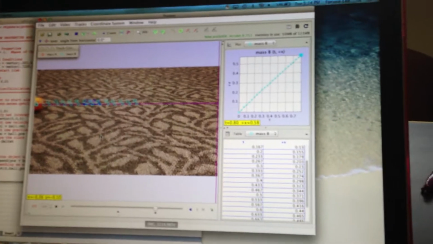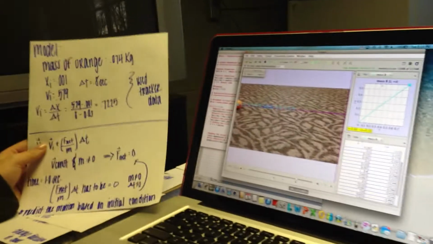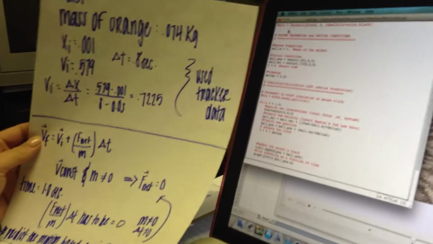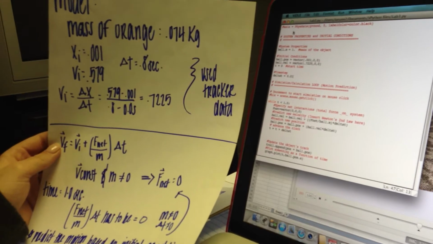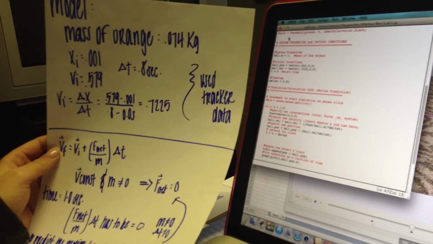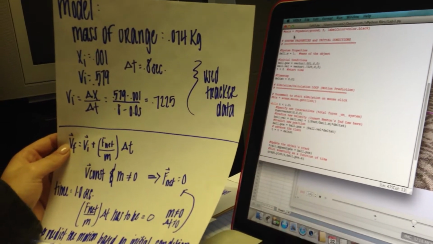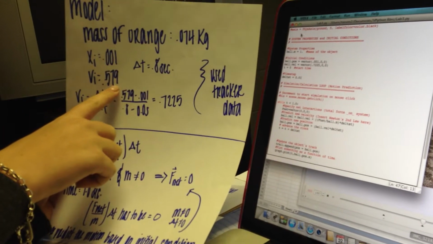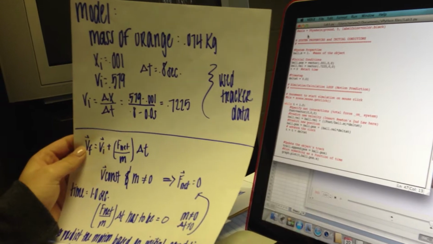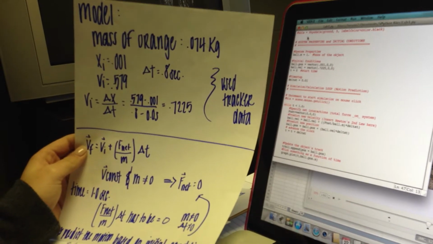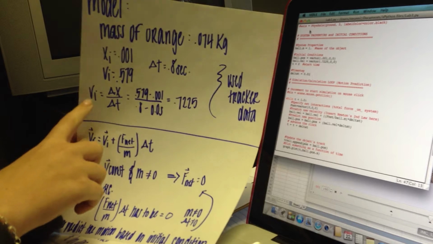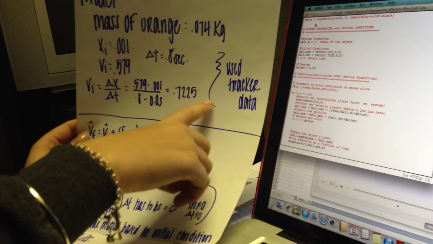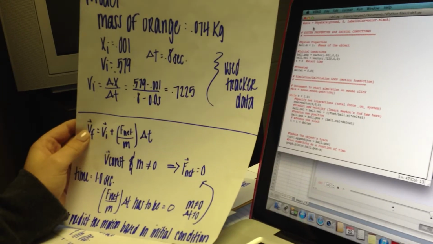Once we've looked at that and we've got all of our data points, I go over here to VPython. The mass of our orange was 0.04 kilograms, as shown right here. Our initial position was 0.001 and ending at 0.579. Our delta t was 0.8 seconds. Here is where I'm finding the velocity, which I got as 0.7225. All of this was taken from my Tracker data.